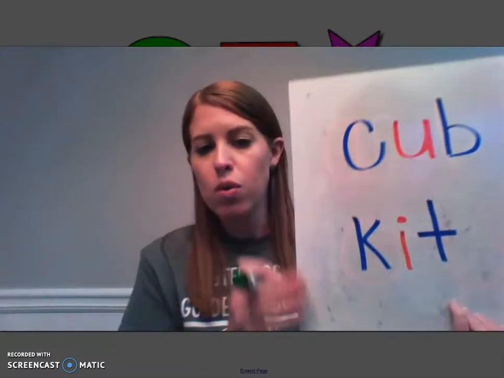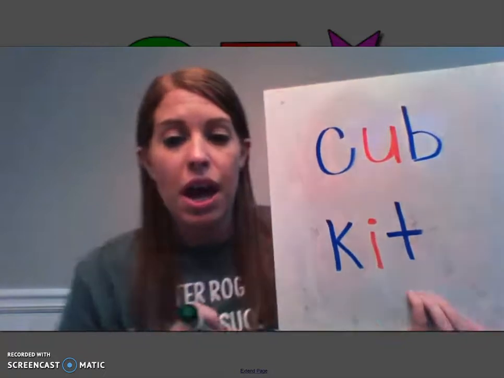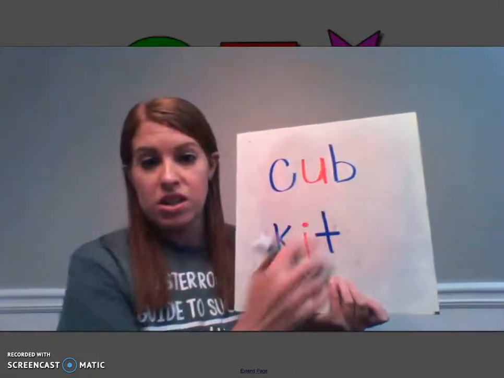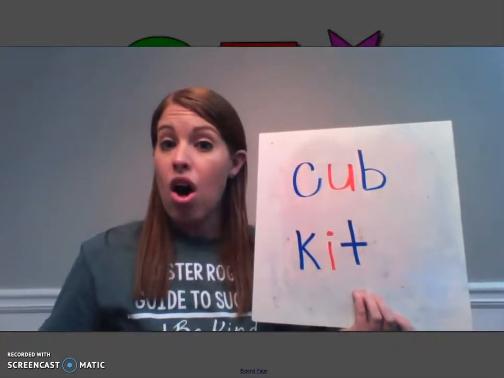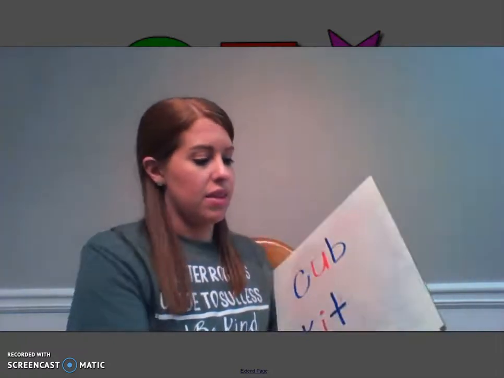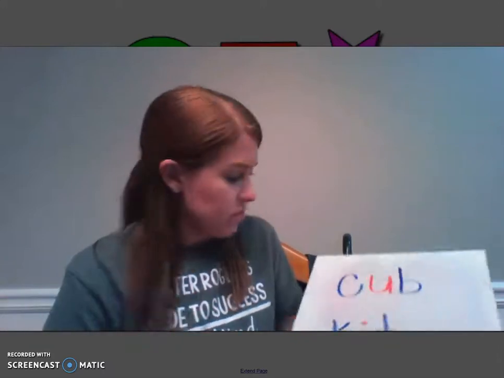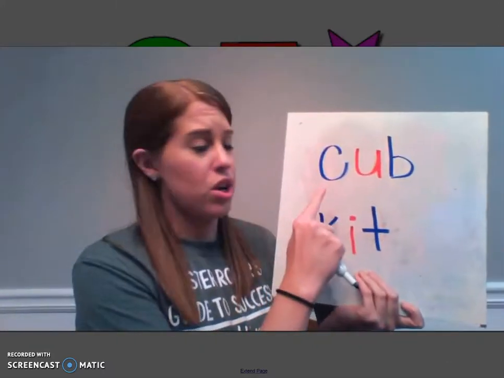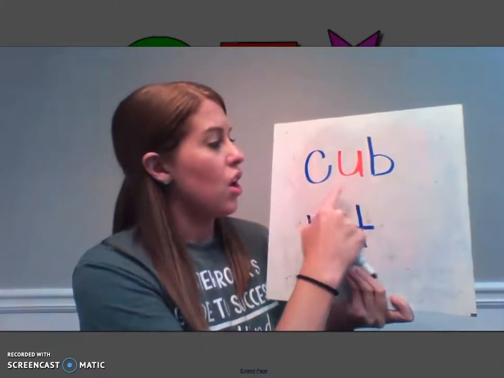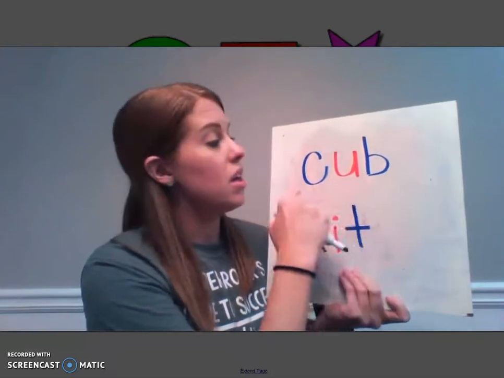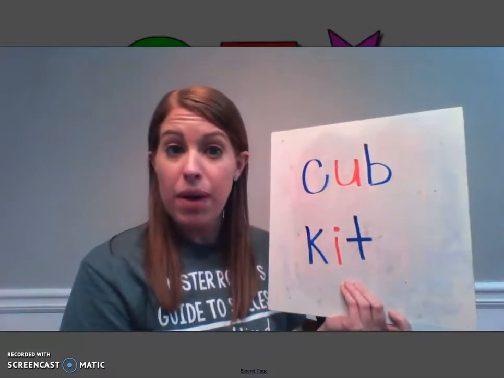I've got two words on my board here, and we're going to start by just looking at the one on the top. So don't worry about the one on the bottom quite yet. Let me get my marker open so we can do this together. All right. Let's stretch out this word on the top. Cub. That's a baby bear, right?